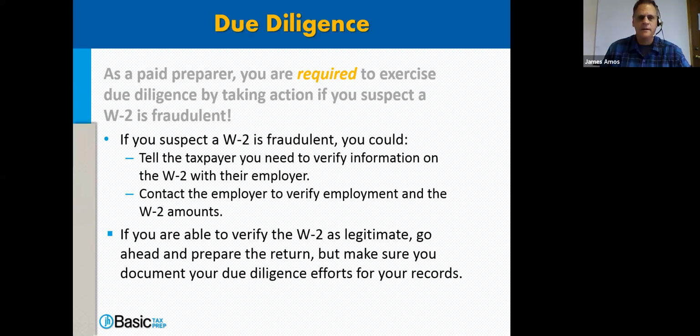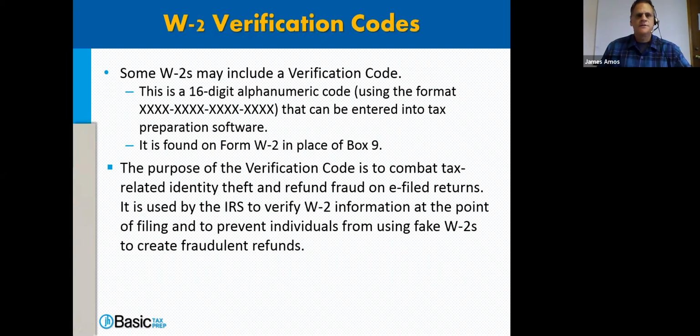You just document it. Now, some W-2s also include a verification code, and that verification code is found in box 9. Now, not all W-2s have this. The verification code is a 16-digit code that includes letters and numbers, and if it's on the W-2, you need to enter it into the return. Why does that exist?